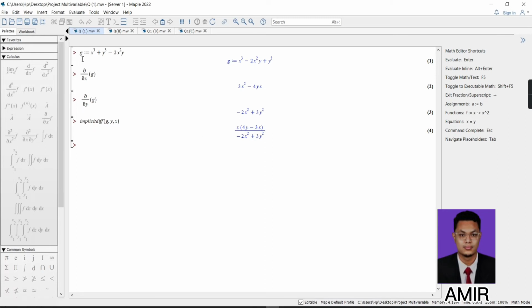In Maple, first I declare the variable as g. So g equals x to the power of 3 plus y over y to the power of 3 minus 2x to the power of 3 over y. The blue color is for the output, the black color is for the input. After that, differentiate depending on x of the equation. We will get 3 to the power of 2, and last one, implicit the equation of variable g, y and x. We will get the final answer like this.